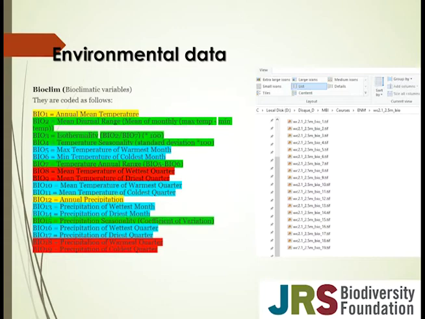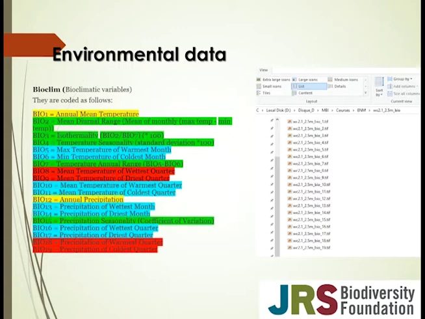I want to draw your attention to this and try to explain to you what their importance is when talking about ecological niche. Bio 10 is the mean temperature of warmest quarter. Bio 11, the mean temperature of coldest quarter. Bio 12, the annual precipitation. Bio 13, precipitation of wettest month. Bio 14, the precipitation of driest month.